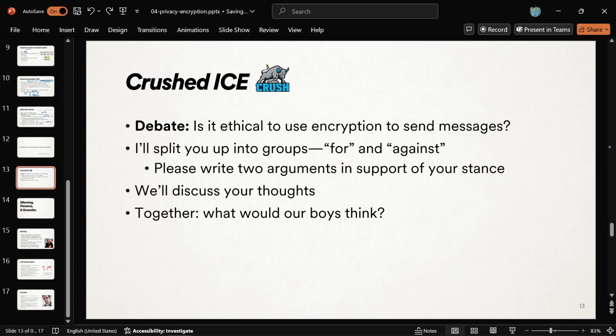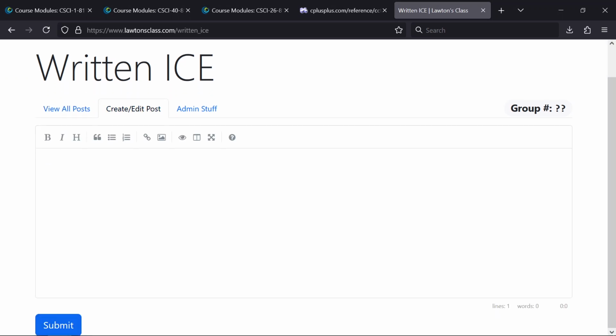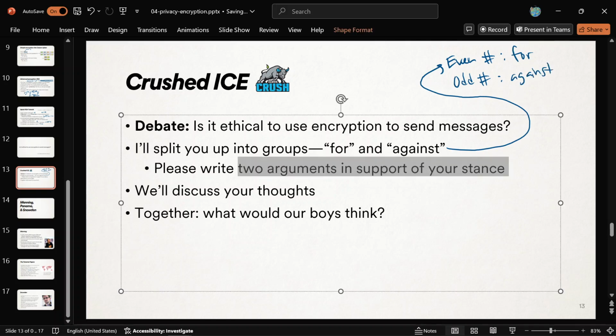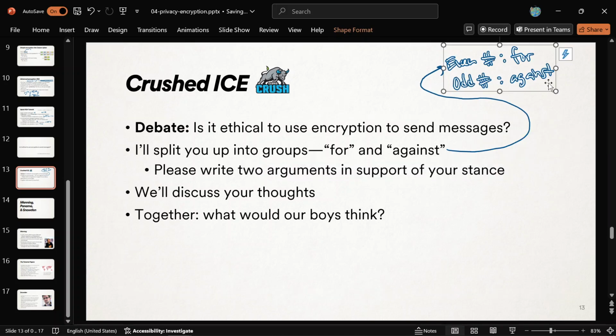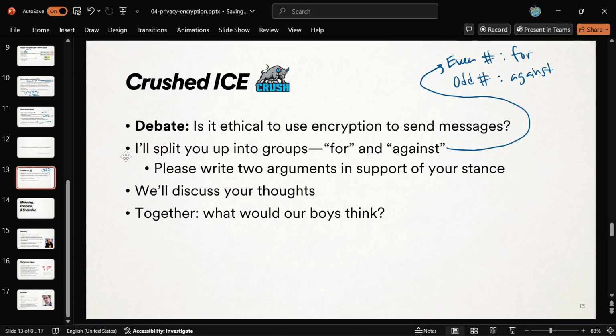So I'll split you up into two groups. Either you're for encryption or against encryption. And so remember, what you can do is you click this button, submit, elect a leader first, click submit, and then I will give you a group number. If you are an even group number, then you are for encryption, all right? If your group is odd, then you are against encryption, okay? And so I want you to write down at least two good arguments in support of whatever stance you are, either you're for encryption or against it, and then we'll come back together and see what we think.